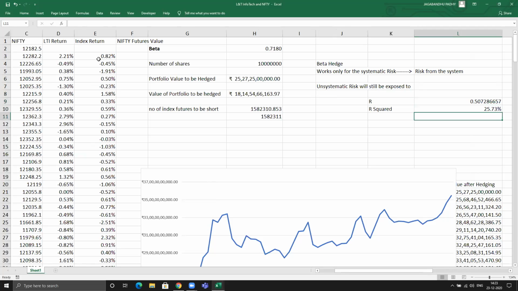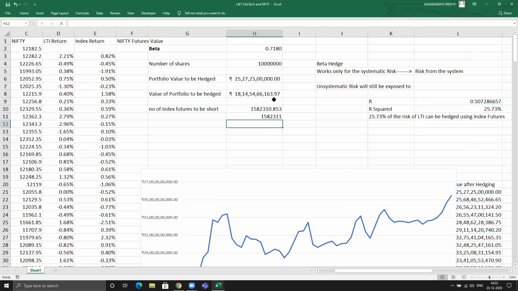So R square simply means that 25.73% of the risk of L&T Infotech can be hedged using index futures. 25.73% of the risk of L&T Infotech can be hedged using index futures.